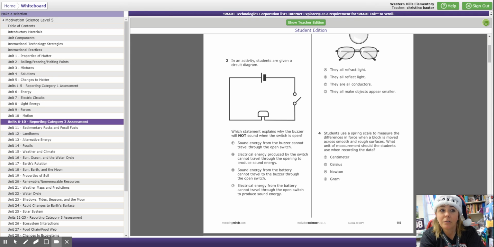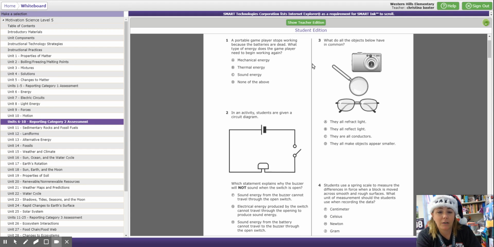G. Electrical energy produced by the switch cannot travel through the opening to produce sound energy. H. Sound energy from the battery cannot travel to the buzzer through the open switch. Or J. Electrical energy from the battery cannot travel through the open switch to produce sound energy. If you're not sure, if you need to listen to it again, please stop and go back and listen to it again.